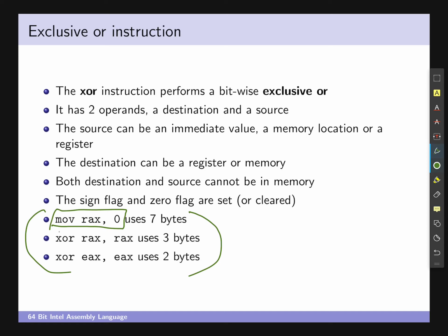If, however, I were to XOR RAX with RAX, that will still result in RAX being 0, but the instruction actually takes up less space. If you look at your listing files, you'll see that this move with a 64-bit register in it takes up 7 bytes, but an XOR instruction with a 64-bit register only takes up 3 bytes. So it saves you 4 bytes each time you use an instruction like this.